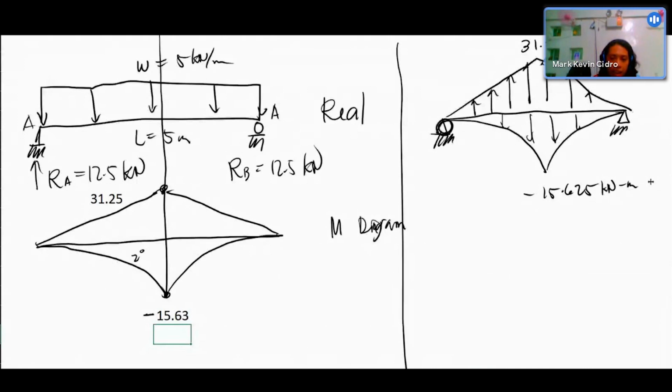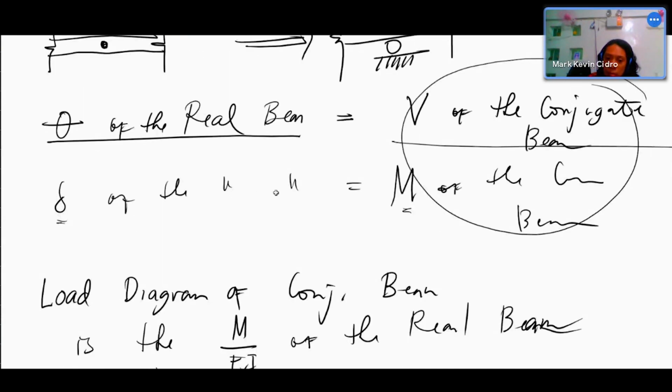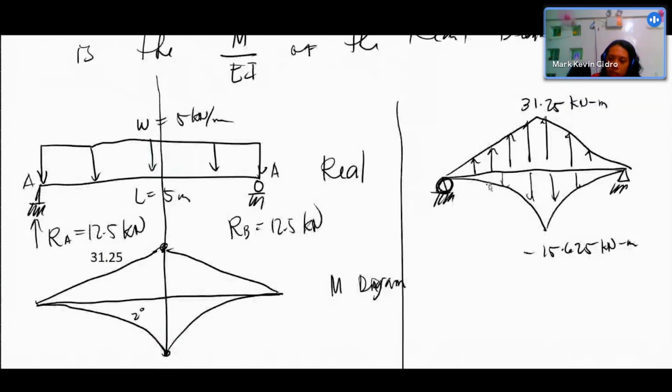Find the deflection at the midspan. What do we need for deflection, the shear or the moment? Deflection of the real beam, so in the conjugate beam we need the moment. Moment of those forces. So we just find the reactions of the conjugate beam. You just add, then divide.